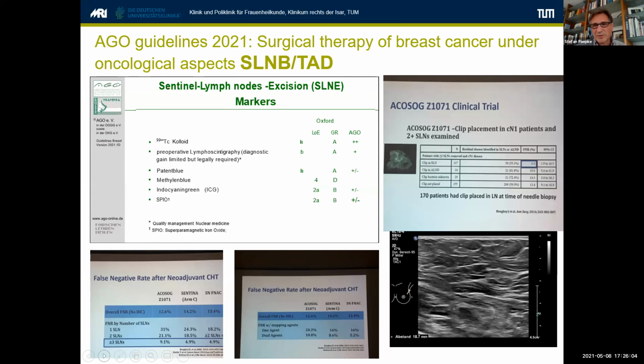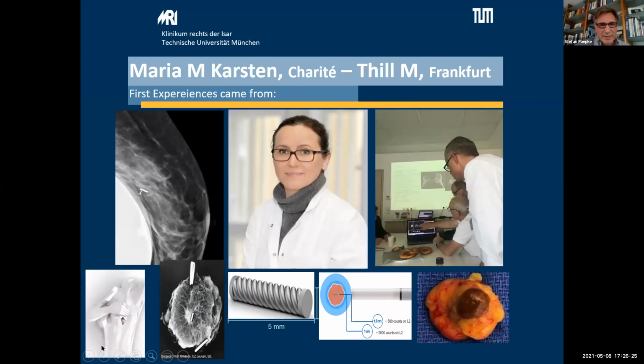You can use dual markings, all the things, but the aim of the game, in normal surgery and in surgery after primary systemic chemotherapy or endocrine therapy, is to find the target and to have the same good false negative rate, and all the results that we have.